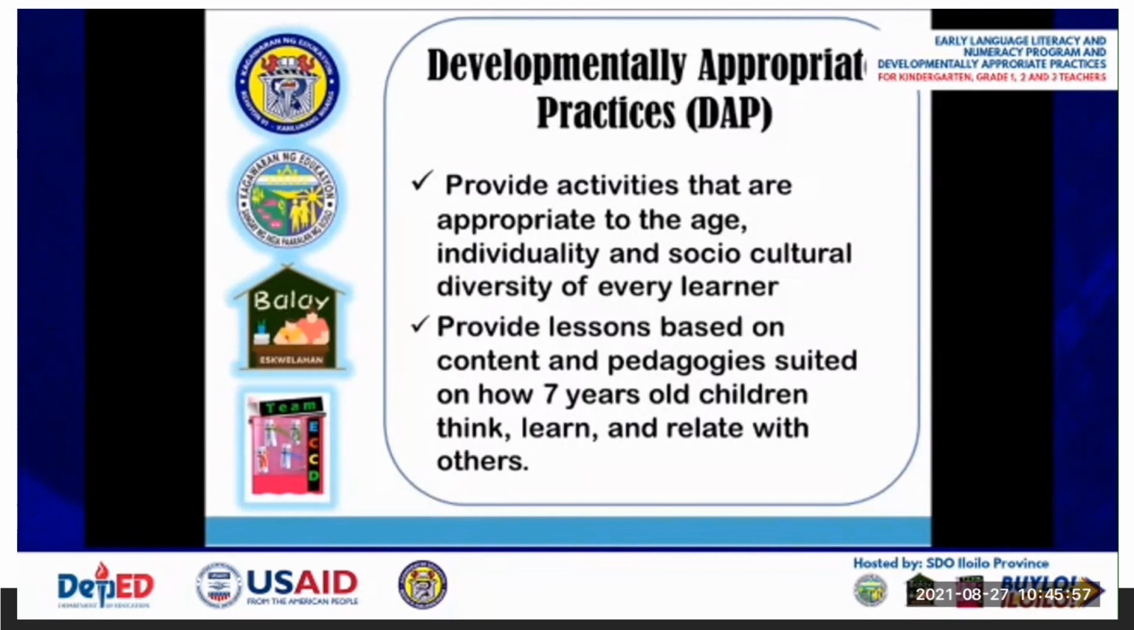All the competencies are based on the universal standard for the characteristics of 5 to 8 years old, which we call early childhood education, expressed and articulated as Kinder, Grade 1, Grade 2, and Grade 3, with the primary goal of providing them these activities and experiences for them to have a strong foundation in literacy and numeracy.